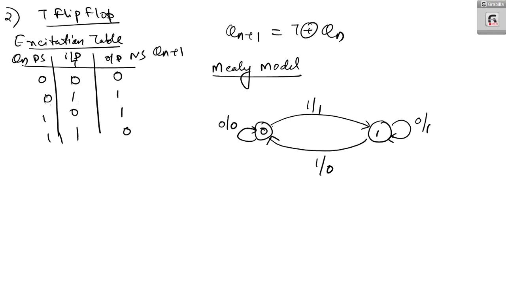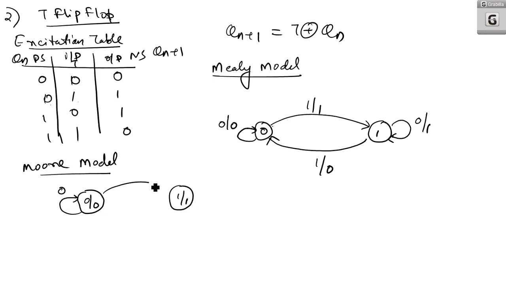Now let me form the Moore model. Here we are having two states, that is 0 and 1 only. 0 only if the output is 0, 1 only if the output is 1. Now here when it is 0 and input is 0, it will come back to 0 itself. Here when the input is 1, it will go to 1. Here again, if input is 0, it will remain in 1 itself, and here if it is 1, it will come to this state. So that is the Moore model.